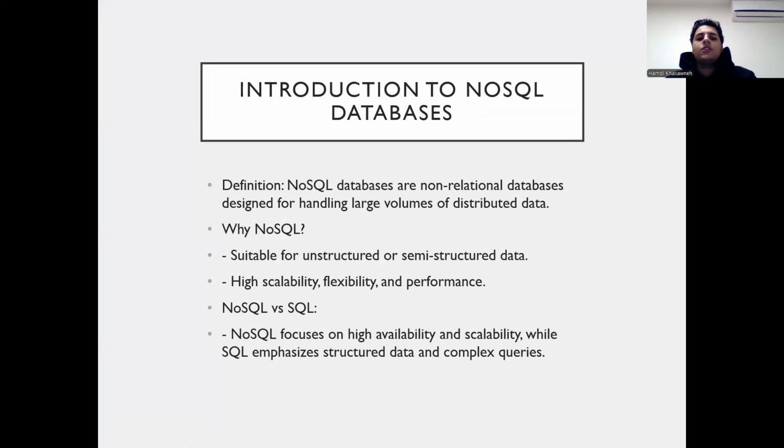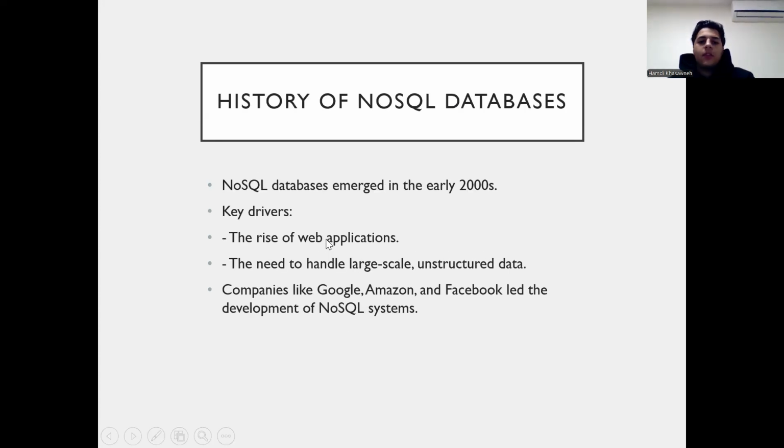NoSQL databases are non-relational databases designed for handling large volumes of distributed data. People often prefer to use NoSQL because they are suitable for unstructured or semi-structured data, in addition to their high scalability, high flexibility, and amazing performance. NoSQL versus SQL: NoSQL focuses on high availability and scalability, while SQL emphasizes structured data and complex queries.